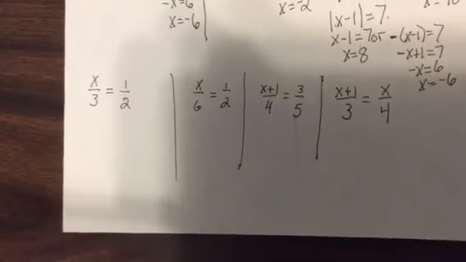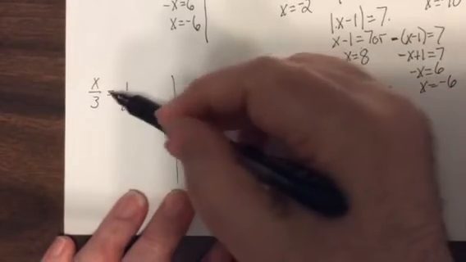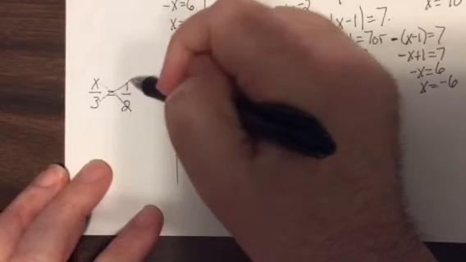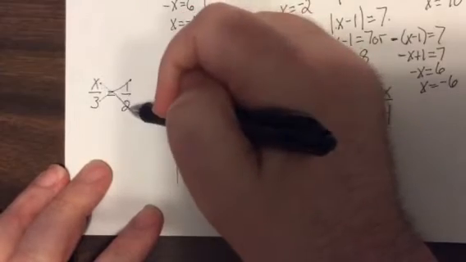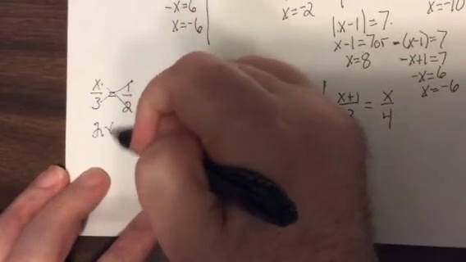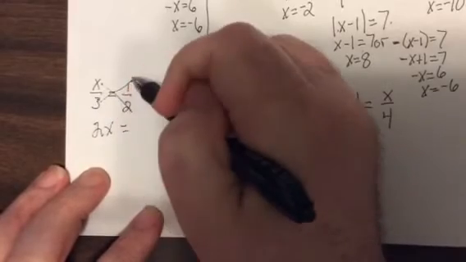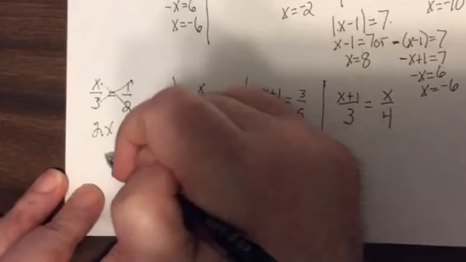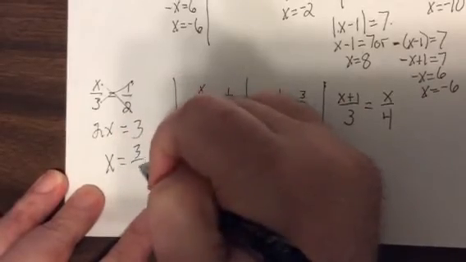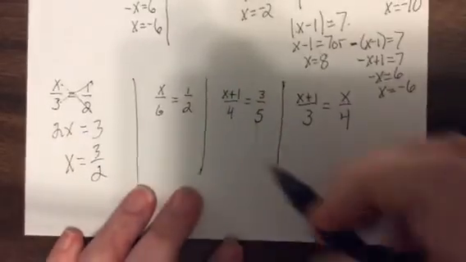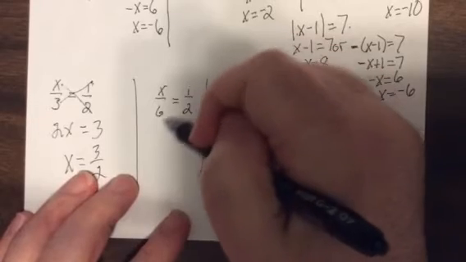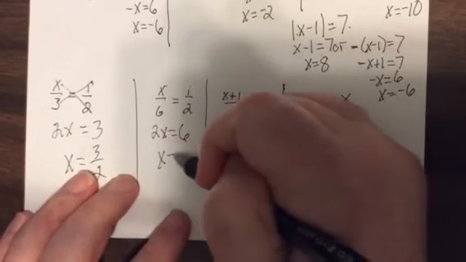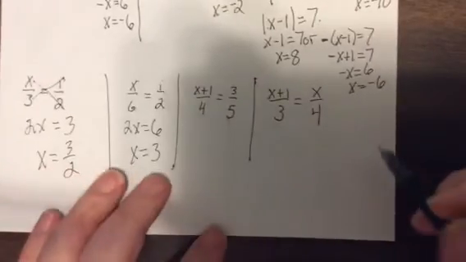Now we've done this before. These are called proportions. That's when you have a fraction equal to a fraction, you just cross multiply. These times these, that's 2x equals these times these. Bottom times the top of the other one, that's 3. So x equals 3 halves. Cross multiply, that's 2x equals 6. Divide by 2, x equals 3.